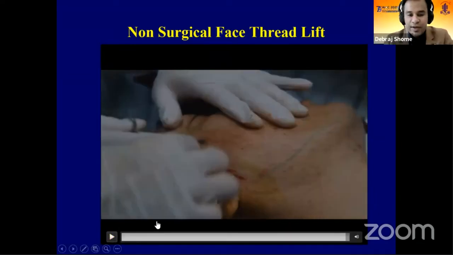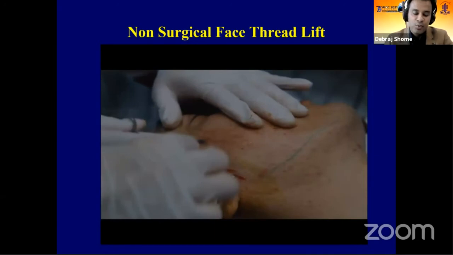The facial threads are made up of a material like PDO or PCL. And these are threads which will get absorbed over a period of 12 to 18 months. They are like a rose stem because they have thorns all the way around. And these cogs or thorns are the ones which engage the facial fat and pull it up.